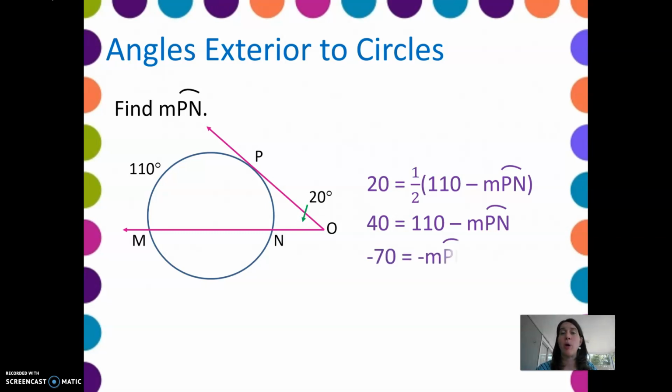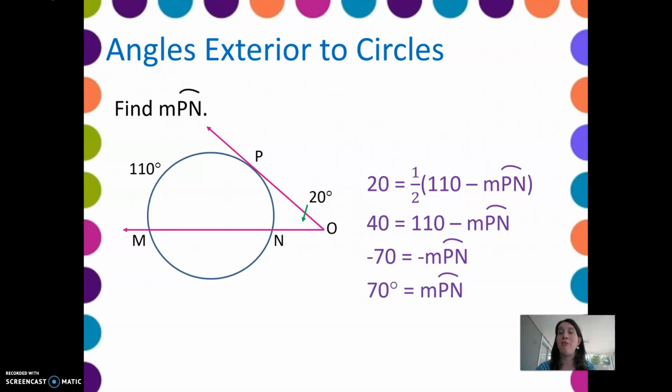40 minus 110 is -70, and notice in front of the measurement of the arc is that minus sign, so the measurement of the arc is still negative on the right side of our equation. Last step, to get the arc all by itself, I need to get rid of that negative, so I'm going to divide both sides by -1, and that tells me that the arc that I'm looking for is 70 degrees.